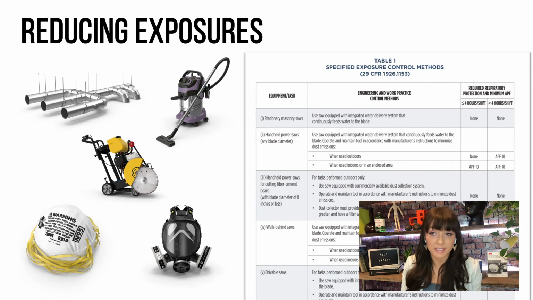So let's take the top level example, stationary masonry saws. Okay, pretty simple. If you're going to be using those and you have a saw that's equipped with an integrated water delivery system that continuously feeds water to the blade, you're not required to wear a respirator. So pretty simple. So go through the list, find tools that are similar to what you have, and start looking into what controls you can put in place to limit the exposure. And in the meantime, get an industrial hygienist like myself or somebody else out there to do sampling so you know what your levels are.